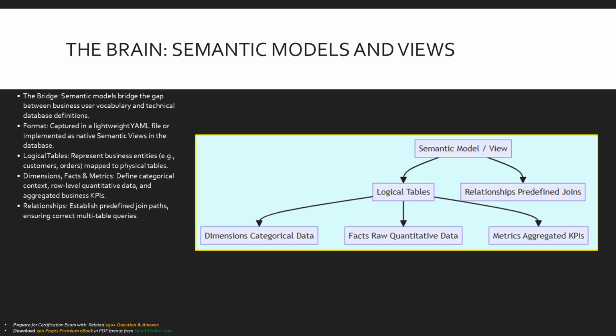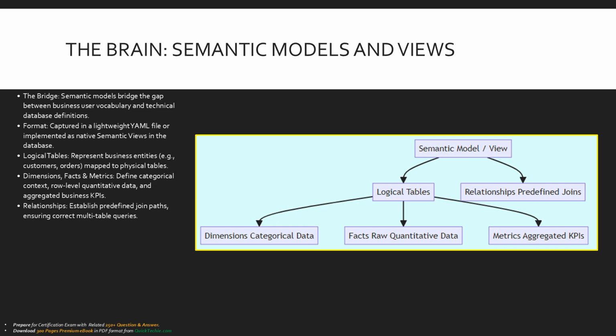You define dimensions for slicing data, facts for raw quantitative amounts, and strict metrics for calculating business KPIs like total revenue. You also define relationships, which give the LLM predefined join paths. By providing this rich metadata, descriptions, and exact aggregation formulas, you guarantee that the LLM generates mathematically perfect SQL.